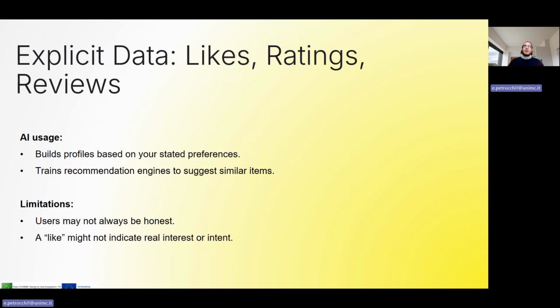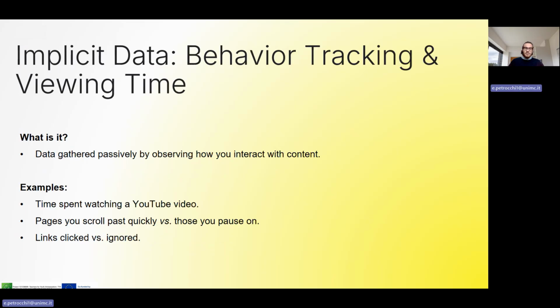And AI builds a profile based on these direct data that can be considered as stated preferences of the user, and then trains the recommendation engines to suggest these kinds of preferences and items. There are some limitations of using just explicit data because users might not always be honest, and a like might not indicate a real interest or intent. So a stated preference might not be a true preference of a person. But this limitation can be overcome by gathering and collecting implicit data.